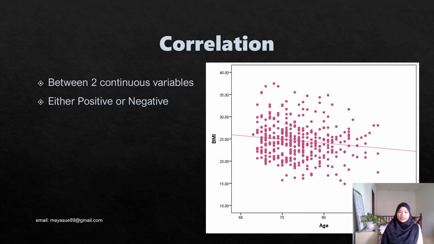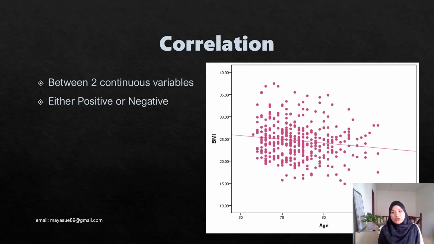Next, correlation. So it is between two continuous variables. So for cross tab it is between two categorical variables. Okay, it's either two groups or three groups. It doesn't matter. It's between two categorical variables. But here for correlation, the analysis is between two continuous variables. Okay, so the output is either positive correlation or negative correlation.